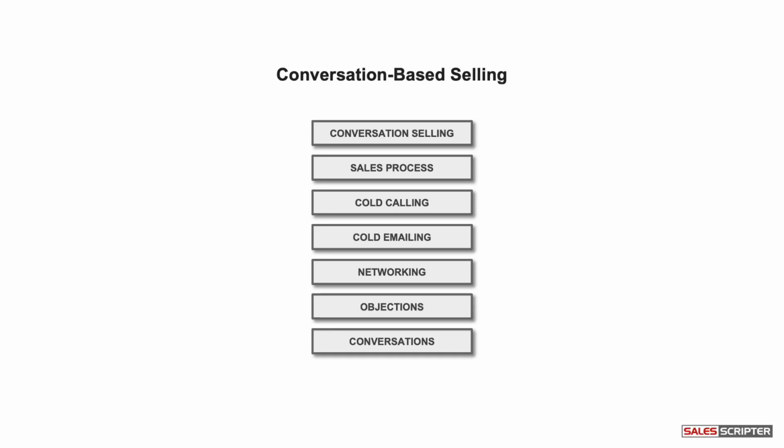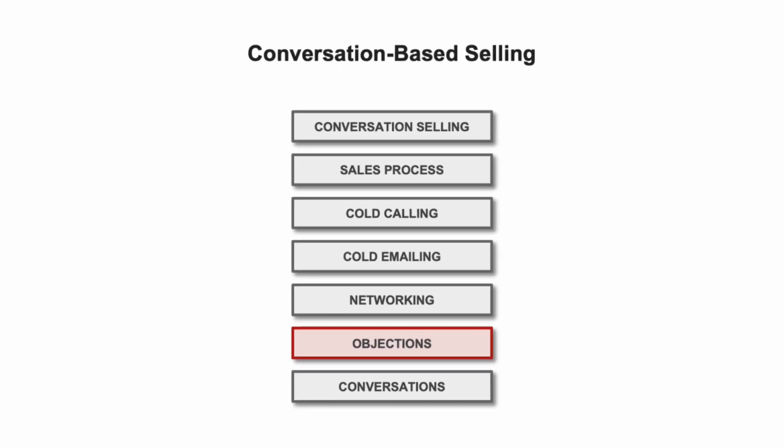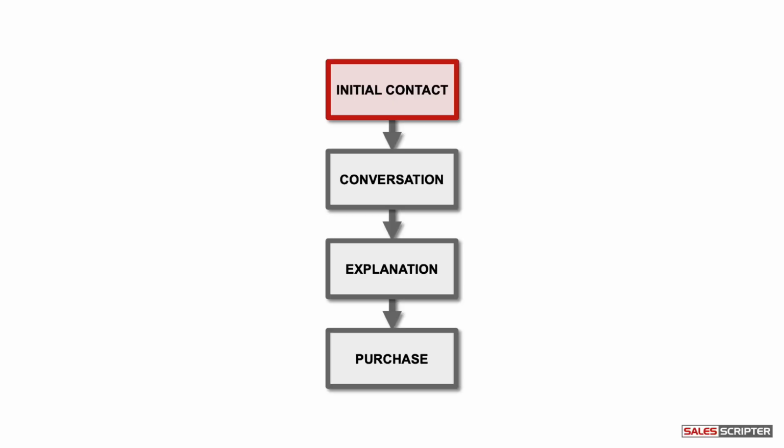This is video 6 in our series on how to implement a more conversation-based selling approach. In this video, we will discuss how this approach can improve your ability to get around common sales objections. And when you're first interacting with prospects, you are guaranteed to face objections again and again.